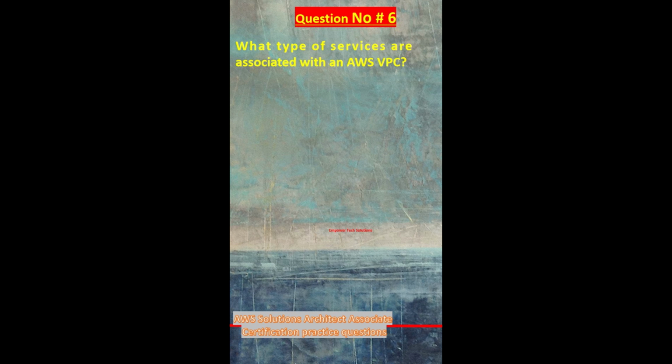What type of services are associated with an AWS VPC? A. Database services. B. Compute services. C. Networking services. D. Storage services.